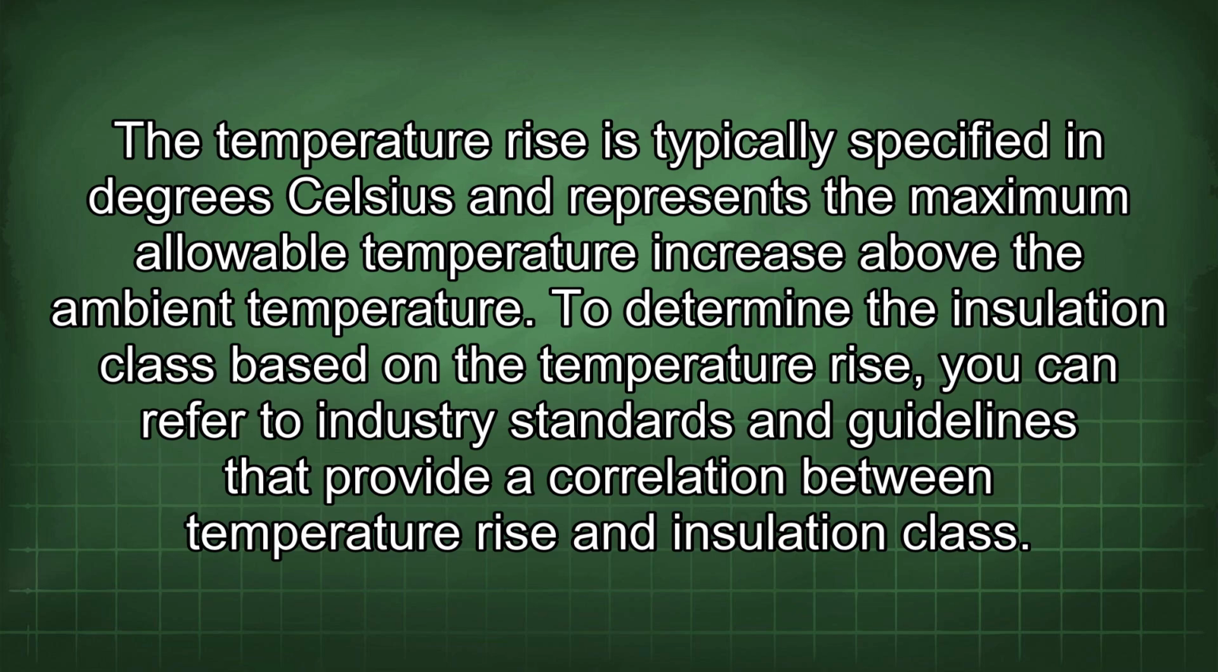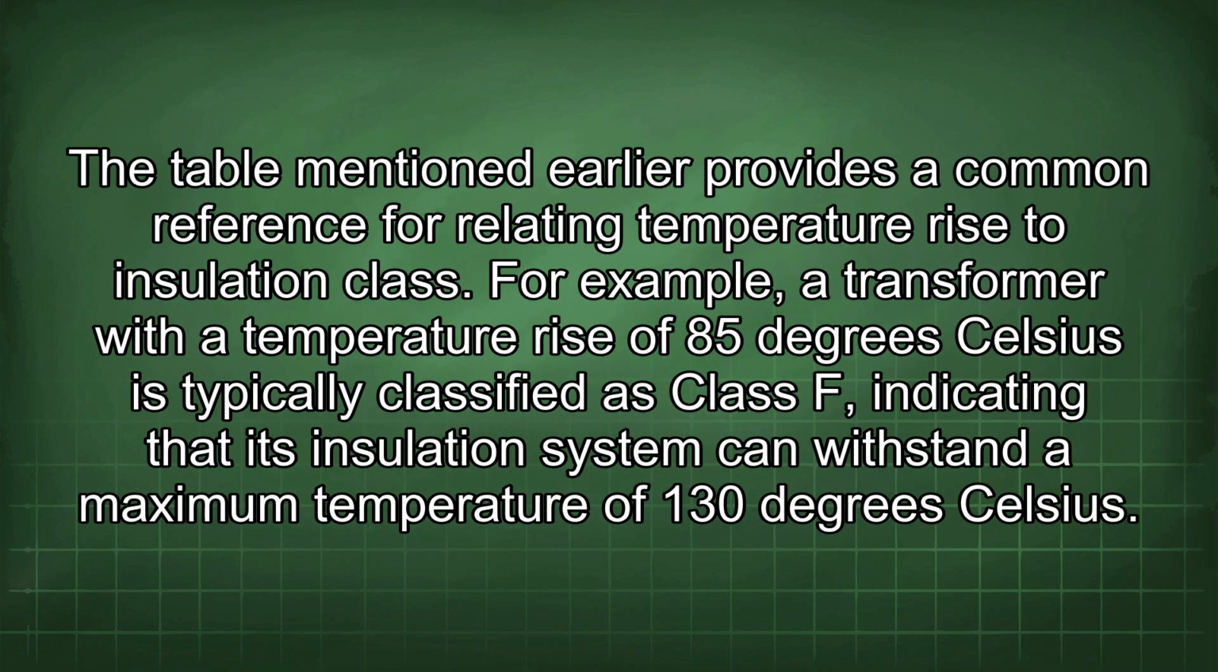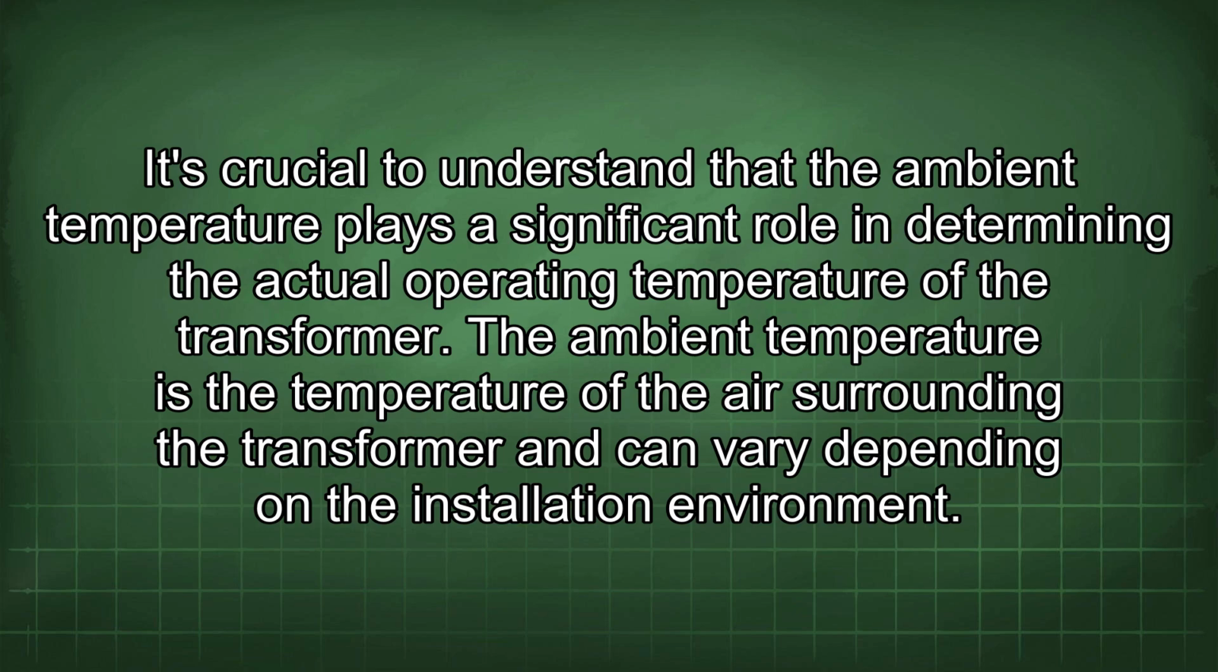To determine the insulation class based on the temperature rise, you can refer to industry standards and guidelines that provide a correlation between temperature rise and insulation class. The table mentioned earlier provides a common reference for relating temperature rise to insulation class. For example, a transformer with a temperature rise of 85 degrees Celsius is typically classified as Class F, indicating that its insulation system can withstand a maximum temperature of 130 degrees Celsius. It's crucial to understand that the ambient temperature plays a significant role in determining the actual operating temperature of the transformer.